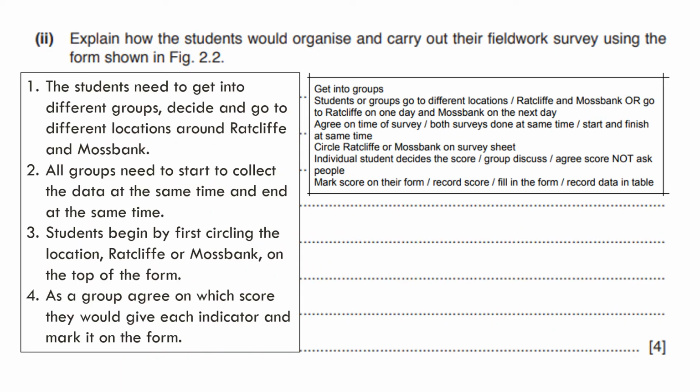And if we look at the mark scheme, we can see that, yep, get into groups, happy days. We decide on, we go to different locations around Ratcliffe and Mossbank. We make sure we collect the data at the same time. We first begin by circling the location, and as a group, we agree on which score they would give each indicator and mark it on the form. Fantastic. So that is a really important point. If you can't remember anything else, the final point, point 4, is perhaps just write it down on a piece of paper on your mark scheme, and you should get 1 mark. For most human methods, you actually have to record the data on a data collection sheet. So make sure you remember to do so.